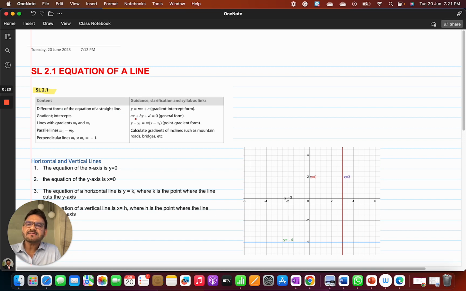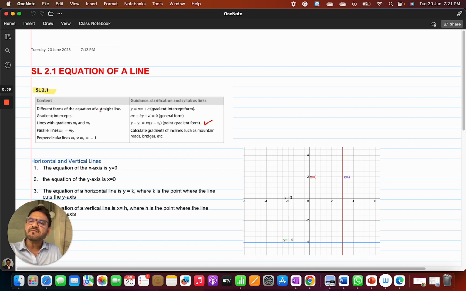y = mx + c, and ax + by + d = 0, that's the general form. y - y1 = m(x - x1) is the point-gradient form, which is the most important form. Calculate the gradient of inclines such as mountains, bridges and all that. Correct? So they'll give you application-based questions on that.